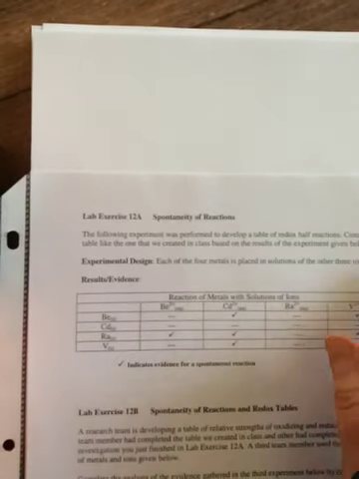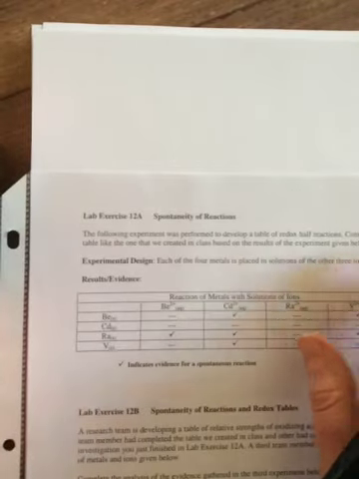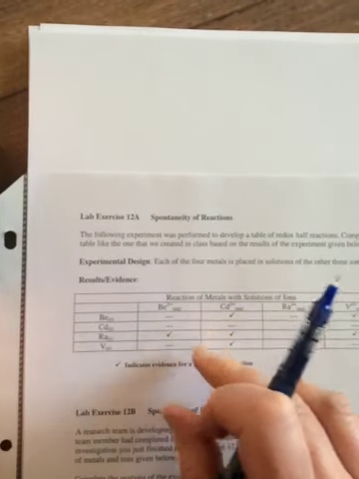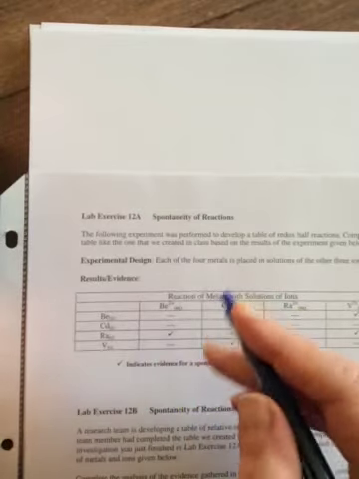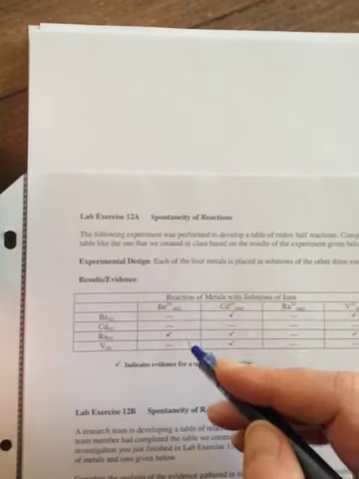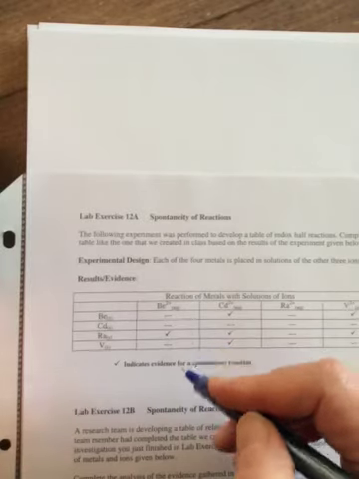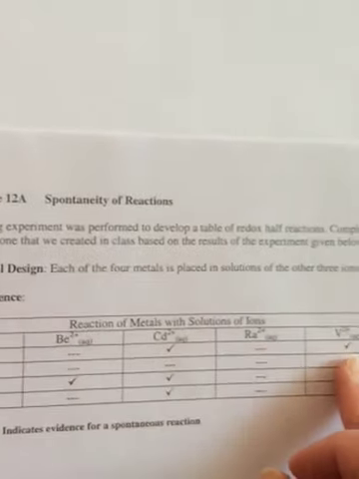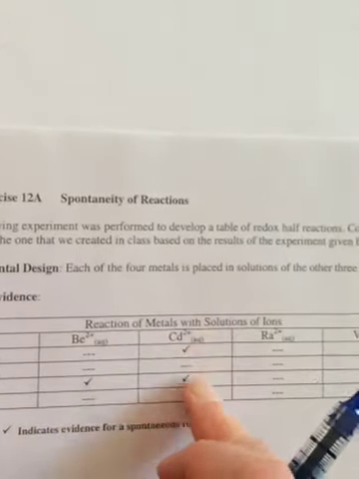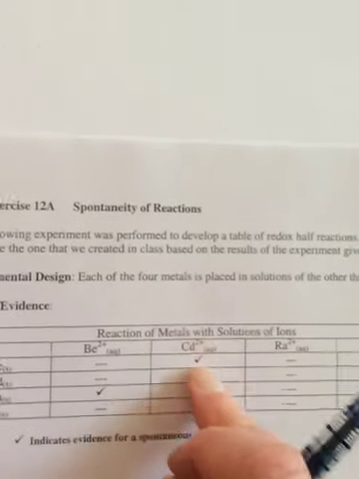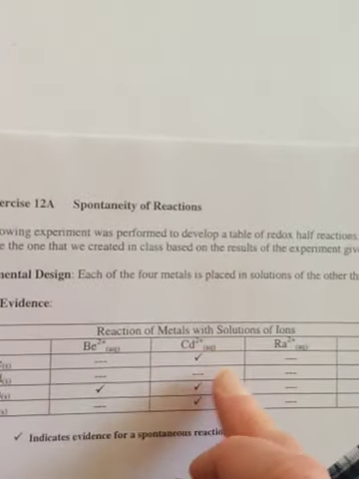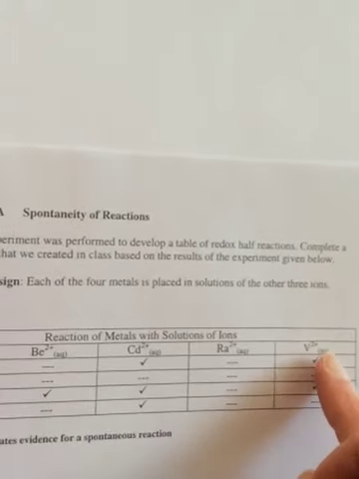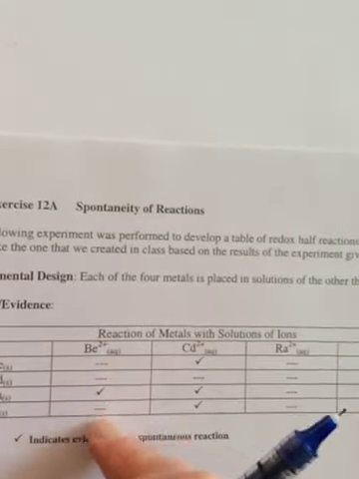Okay, so in the practice questions you had lab exercise 12A and B. In 12A you had this chart and you had to create a table from strongest oxidizing agent to weakest oxidizing agent. So you're going to look at which one of the oxidizing agents is the strongest, and that's going to be Cd, because it causes 3 of the 4 metals to react. Then the next strongest should be V2+, then Be2+, and the weakest should be Ra. So now I just need to move it over here so I can create the table.